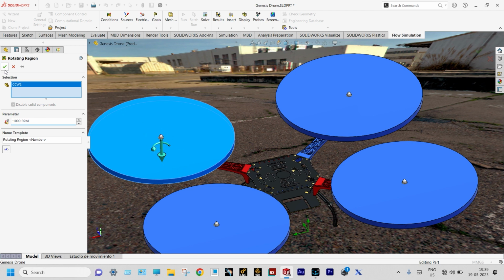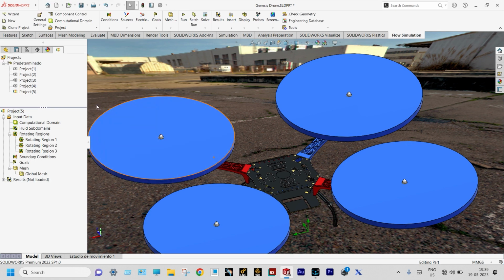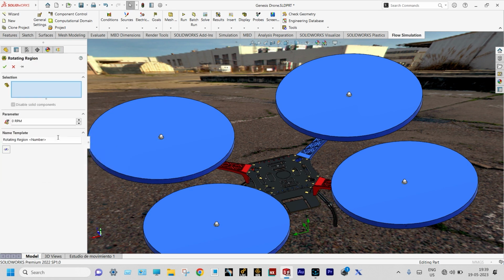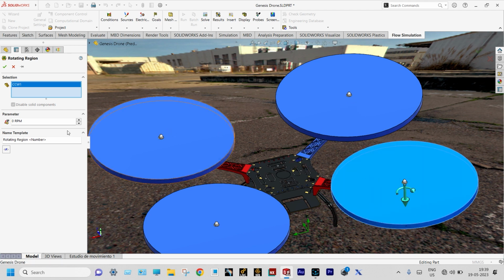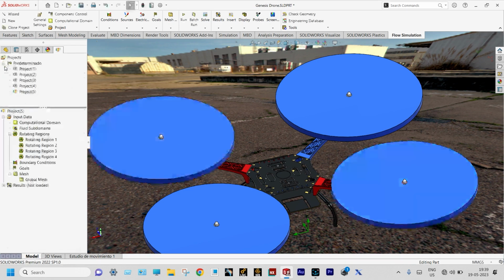Okay, go and check. Now the last one, insert rotating regions. You need to select this one. This one also will be moving in anti-clockwise direction with an angular velocity of 1000 rpm. So minus 1000 rpm specified. Done. So the angular velocity is provided to the rotating dummy regions.